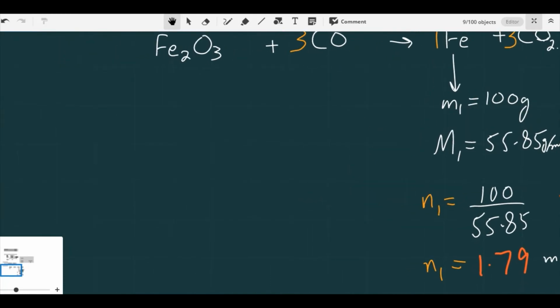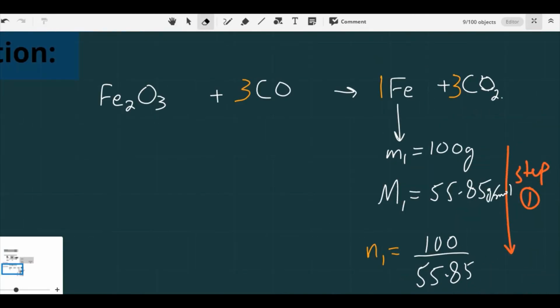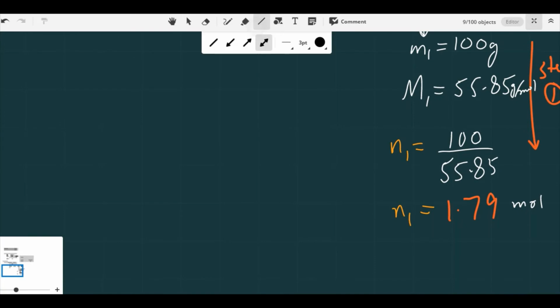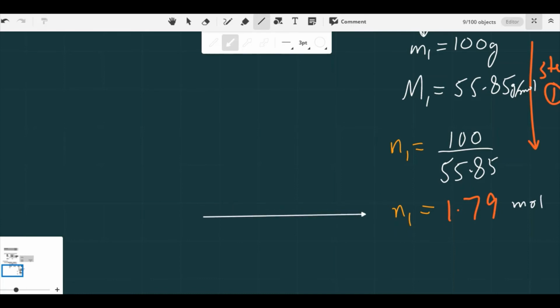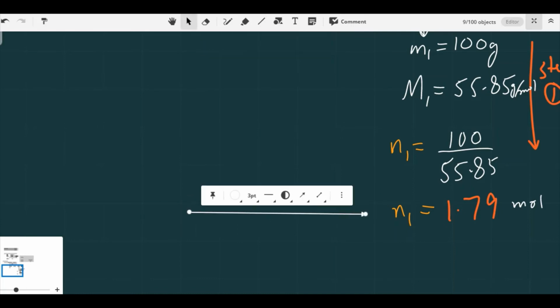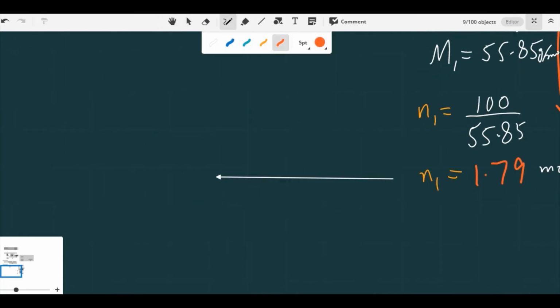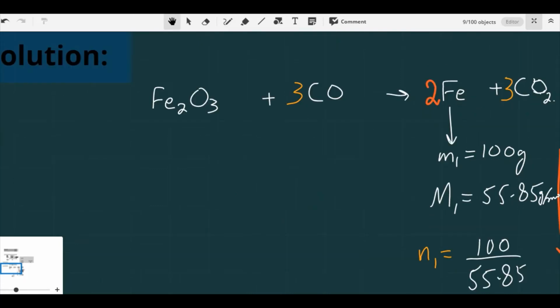Now for step 2, sorry, I made a mistake here. Actually there should be 2 irons on the right side as well, because there are 2 irons on the left side. Now you need to compare the molar ratios. Step 2 is comparing the molar ratio by using the equation.